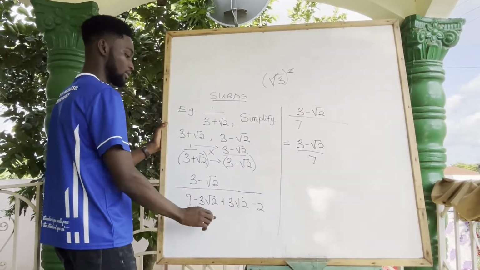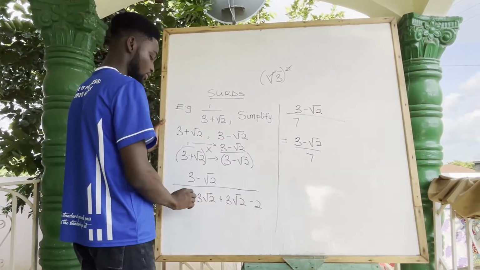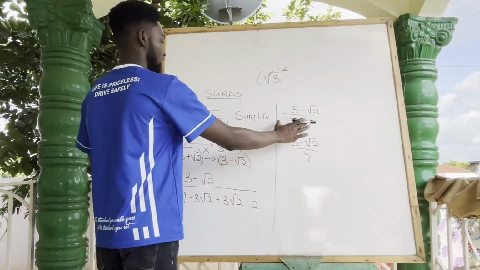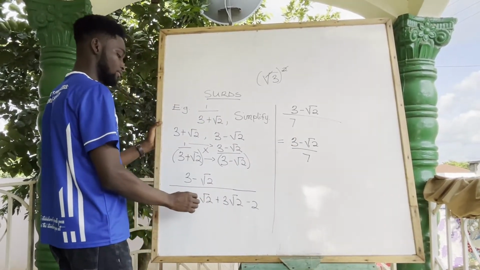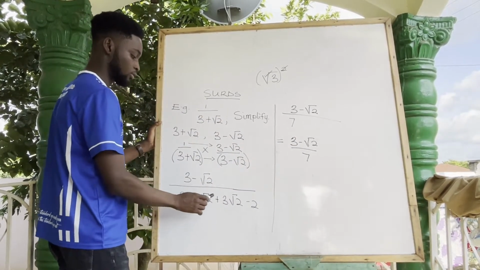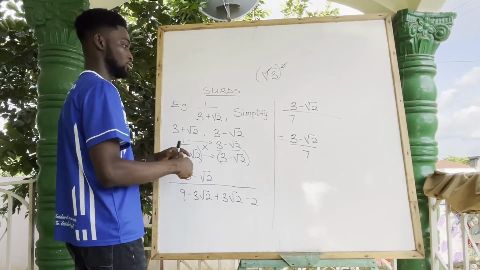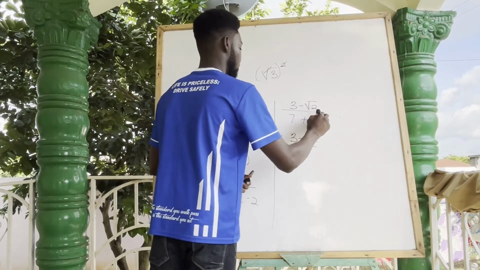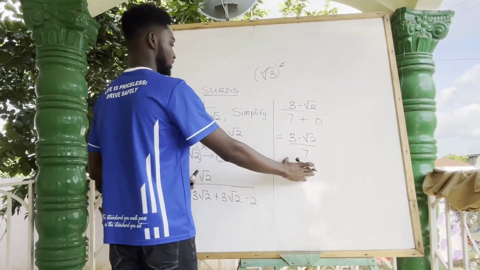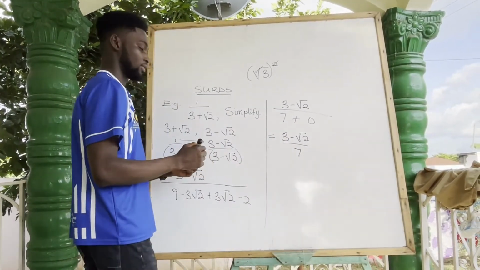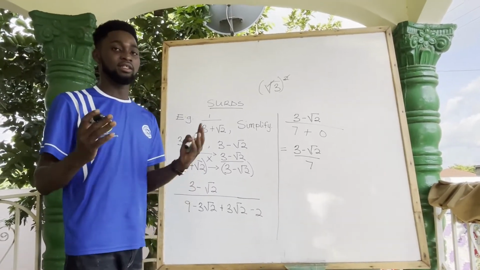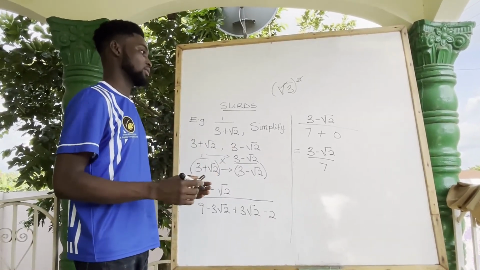And 9 minus 2 is the 7 we have over here. And we have minus 3 root 2 plus 3 root 2, which will give us a 0, so plus a 0 over here. And this is what we have. So this is what sets is always about, basically.